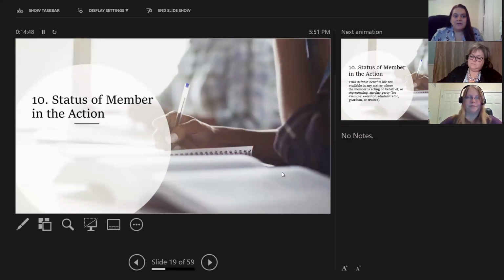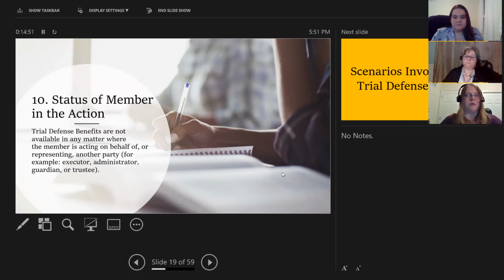Status of the member in the action. Yes, there are some specific exclusions regarding status, and this again is set forth expressly in the member's plan. Trial defense services are not available where the member is acting on behalf of or representing another party. Examples of this would be an executor or administrator of an estate, a guardian, or a trustee.